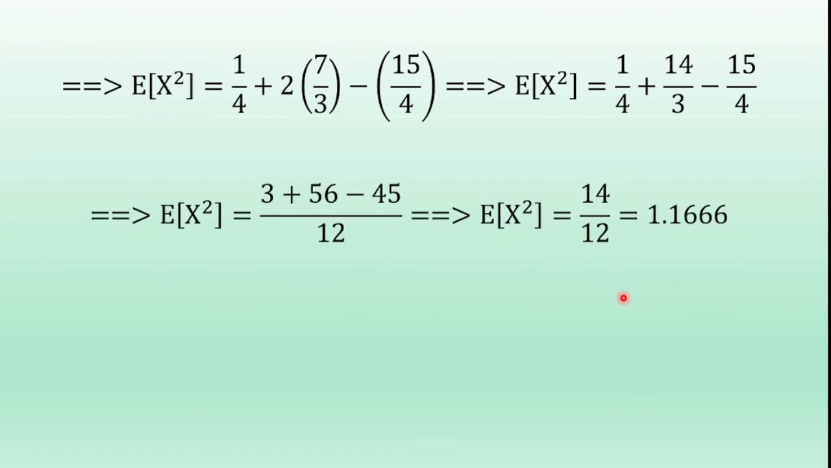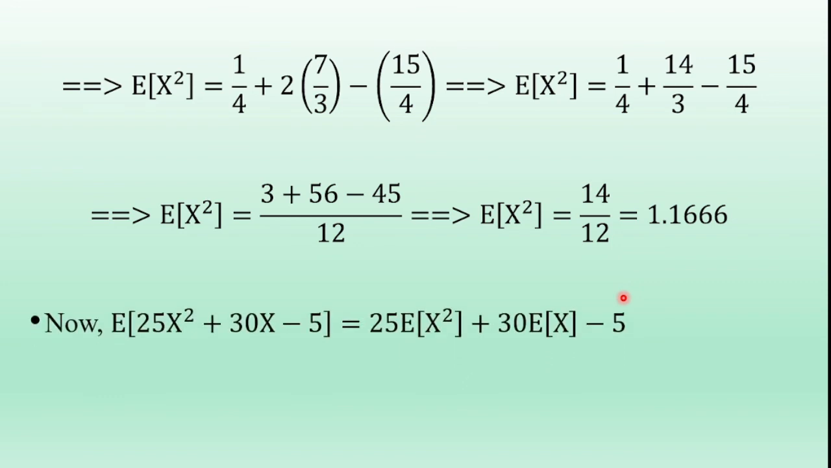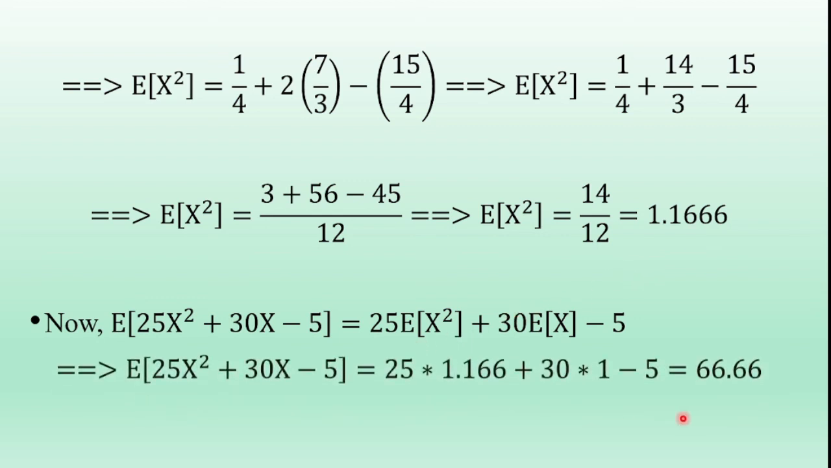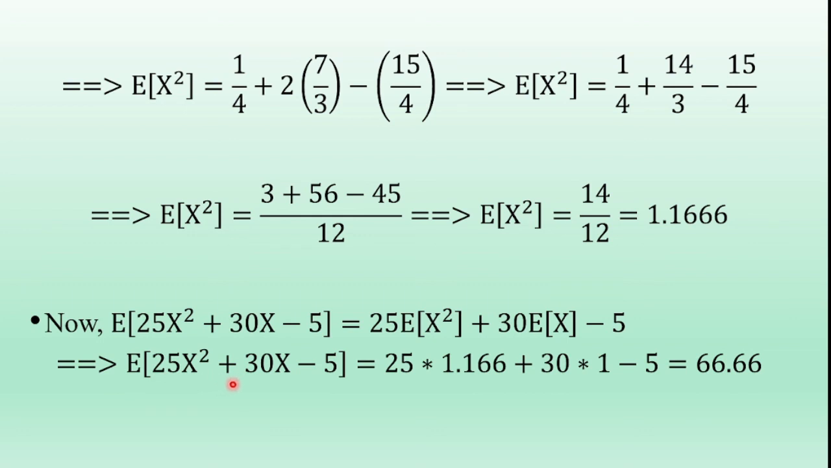From the given data, find the expectation of 25x square plus 30x minus 5. Using the properties of expectation, the expectation of a sum of random variables is equal to the sum of their individual expectations. So this term equals 25 into expectation of x square plus 30 into expectation of x minus 5. Expectation of x square and expectation of x are already calculated, so substitute E of x and E of x square values into this equation. Finally we get the expectation of 25x square plus 30x minus 5 is 66.66.